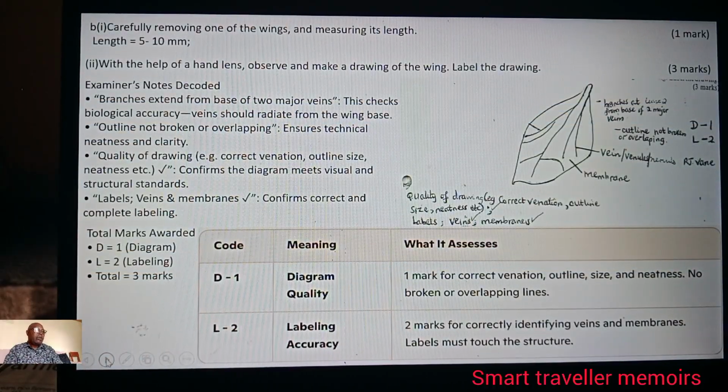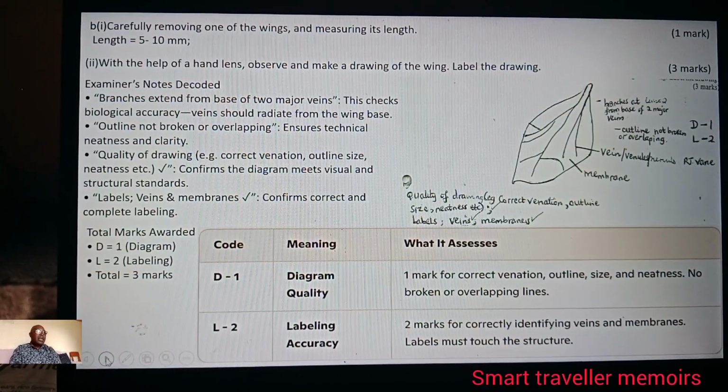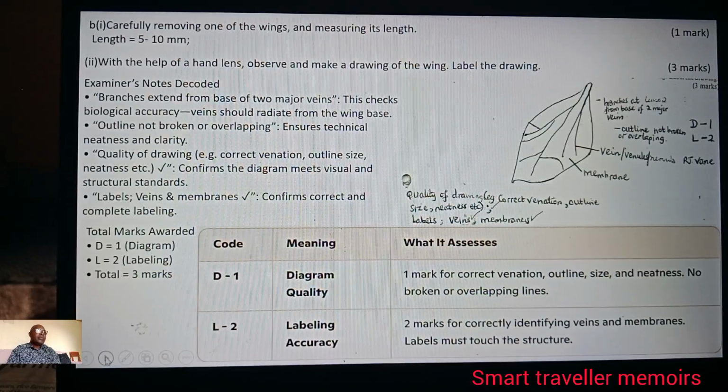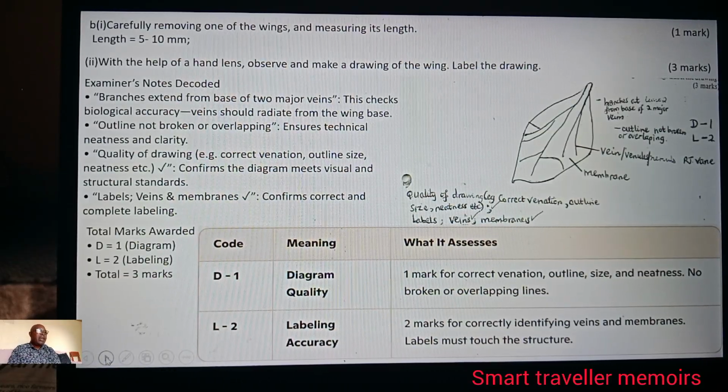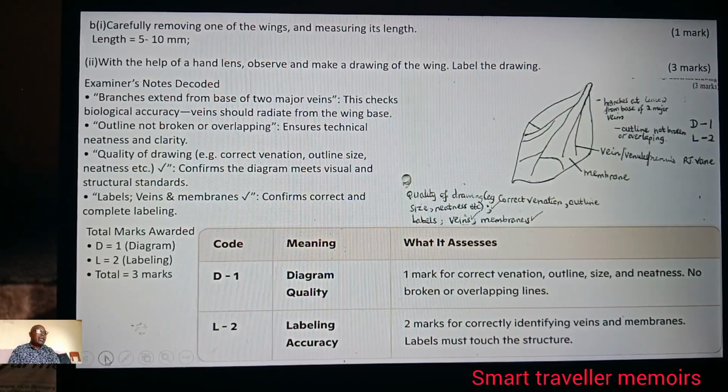In question 3b, Roman 1, carefully removing one of the wings and measuring its length. The length ranges from 5 millimeters to 10 millimeters. You get a tick.